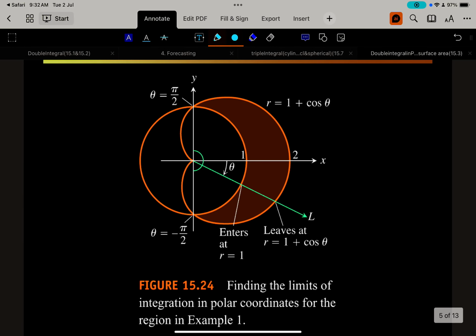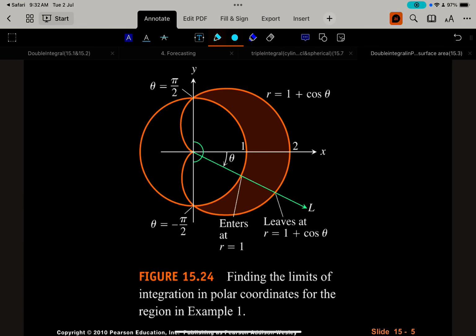Now this is another example of finding the limits of integration, and it's important because finding them is the most important thing that you will do in integrating. If you get it wrong, then you get the area wrong, and that's not something that you want to have.